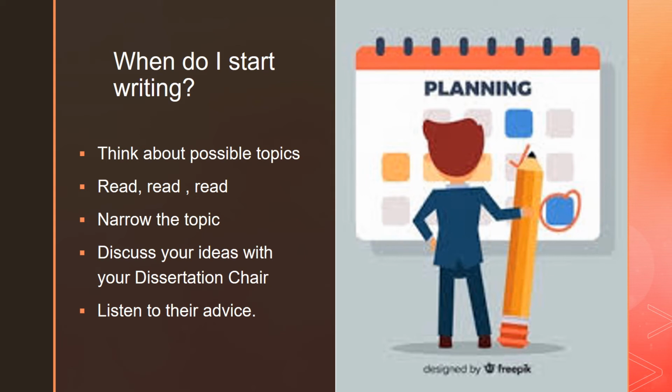So narrow the topic. And again, your chair will help you with that. You need to discuss your ideas with your dissertation chair. You will be assigned your dissertation chair during the second semester of your doctoral program, which means that while you are figuring out what you want to study, you can start doing the research so you can have a conversation once you're assigned to them.